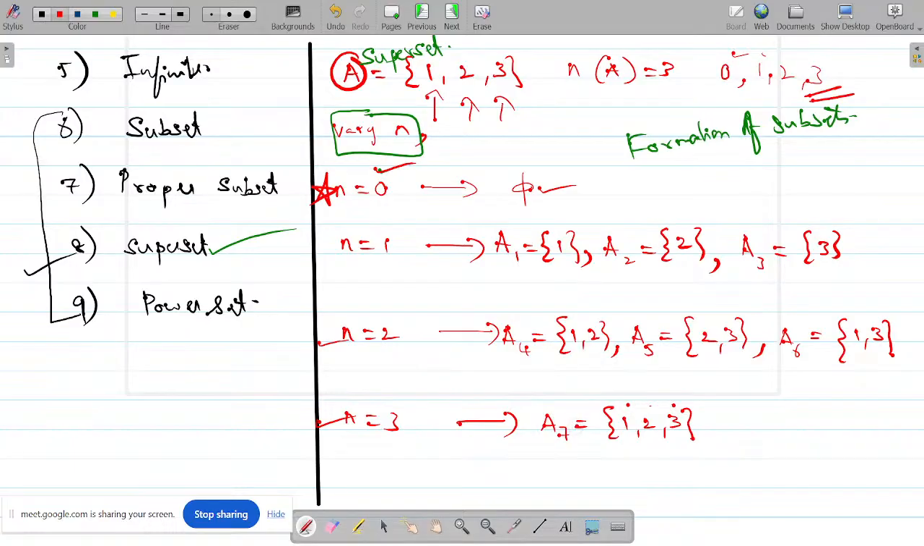Please make a note that A7 and A happen to be the same set, right? That's why you cannot call A7 a proper subset. What do we mean by proper subset? It should be properly contained. So that's why we use two symbols. For subset, we use this symbol. For proper subset, we use this symbol.